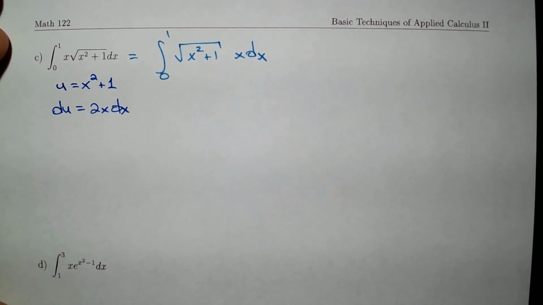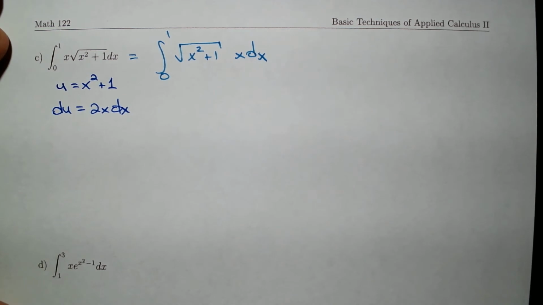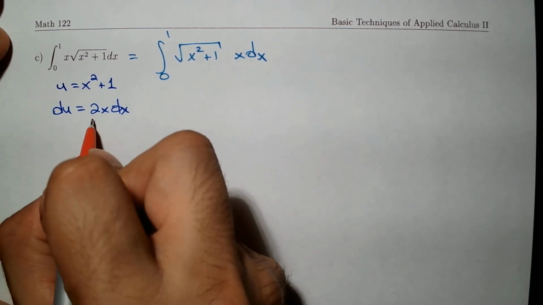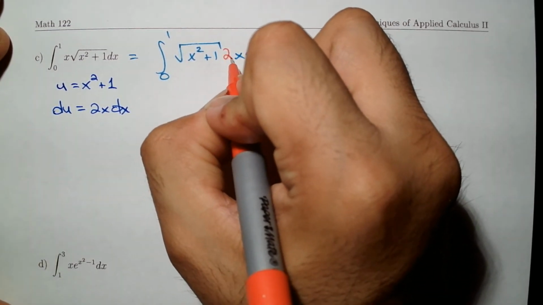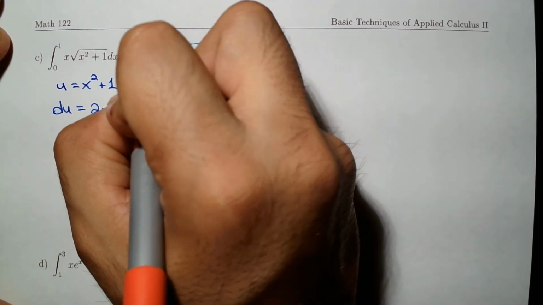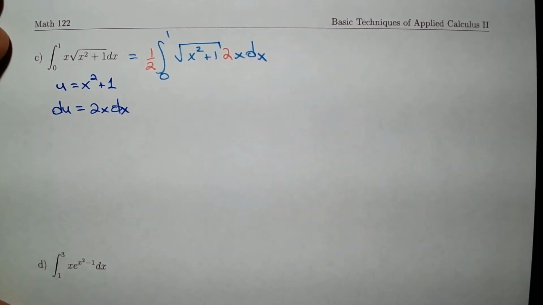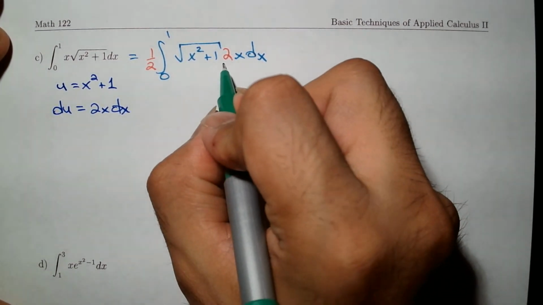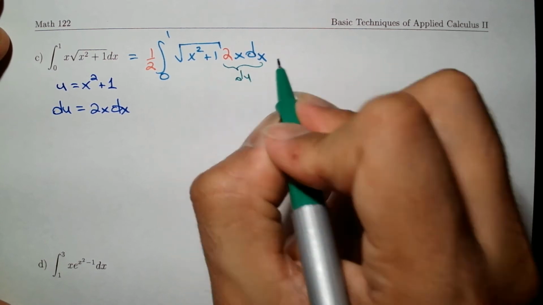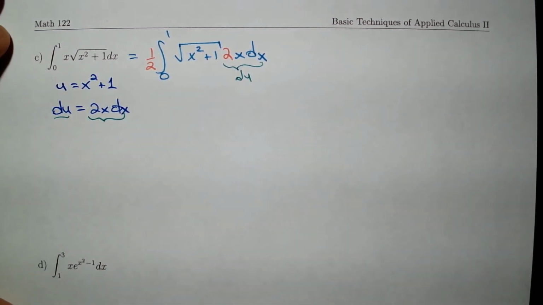Now observe something here. Just like we did in the previous video, we were comparing the x dx with what we got here. So there we wish we had the 2 there. We can put it there. Notice it's outside of the radical sign, not inside, provided you divide by it. Okay, so in this case, this is going to be our du.